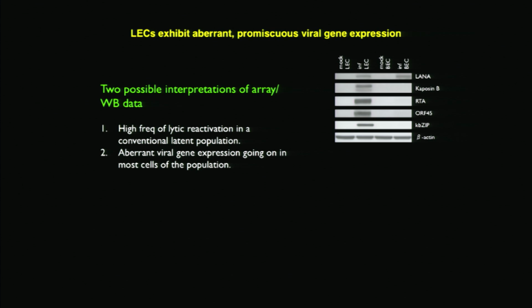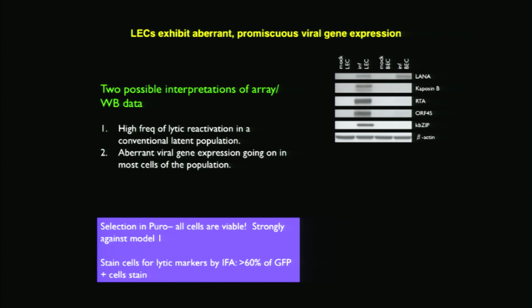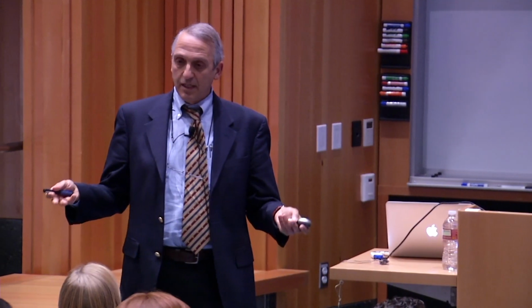Okay, now there are two possible interpretations you could make of this. One is that there's actually just a lot of lytically infected cells in that culture. The other is that every single cell has a program that's different from latency and lytic reactivation. And there are two arguments that I can produce here that suggest that it's the latter. This is going on in every single cell. First of all, these cells were selected in puromycin, and they're growing as a mass culture. That is not compatible with the idea that every single cell in the culture is making virus, or that a large number of cells are making virus.